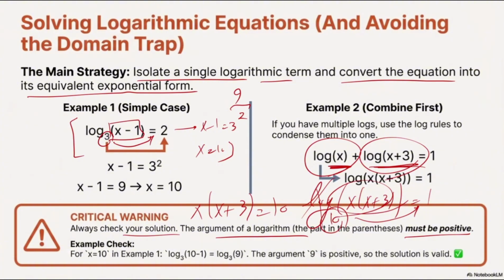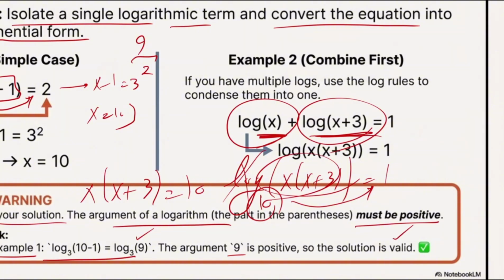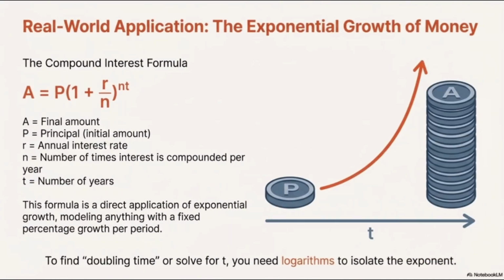So for this point, for instance, we see that I do have x equals 10 as my answer. So for example number 1, I'm going to use it and check. Everything is okay. And also the 9 is positive, so everything is going to be valid. So let's talk about the real world application and how we can actually use that.